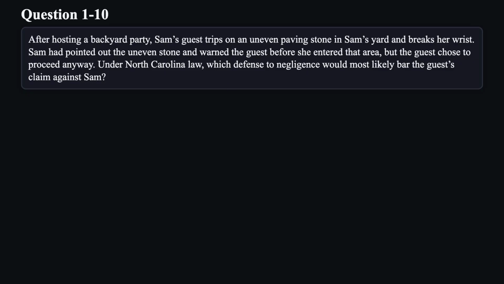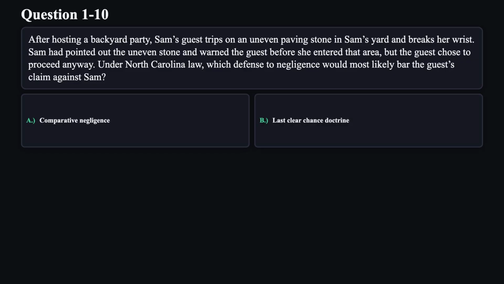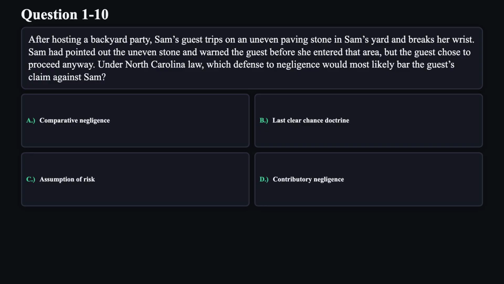Question 10. After hosting a backyard party, Sam's guest trips on an uneven paving stone in Sam's yard and breaks her wrist. Sam had pointed out the uneven stone and warned the guest before she entered that area, but the guest chose to proceed anyway. Under North Carolina law, which defense to negligence would most likely bar the guest's claim against Sam? A. Comparative negligence. B. Last clear chance doctrine. C. Assumption of risk. D. Contributory negligence.